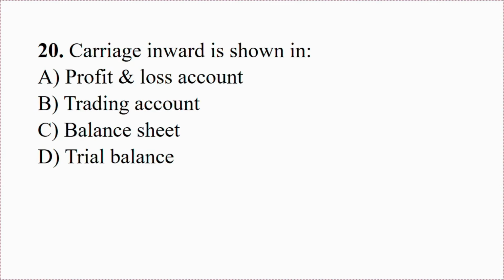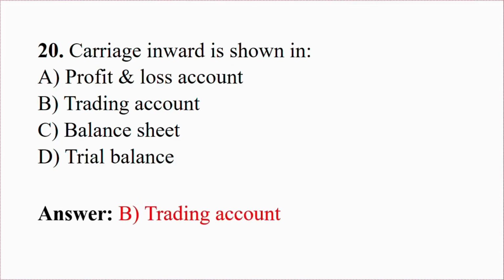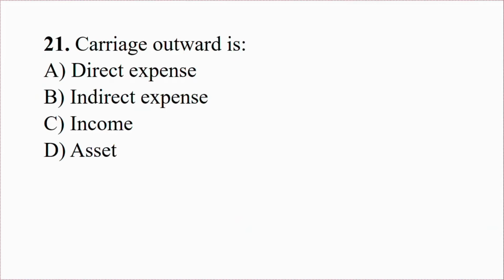The 20th question is, carriage inward is shown in option A. Profit and loss account, option B. Trading account, option C. Balance sheet, option D. Trial balance. The correct answer is option B, that is trading account.